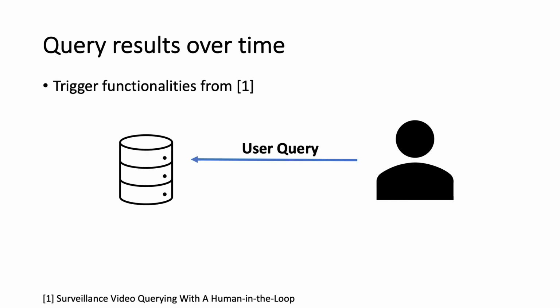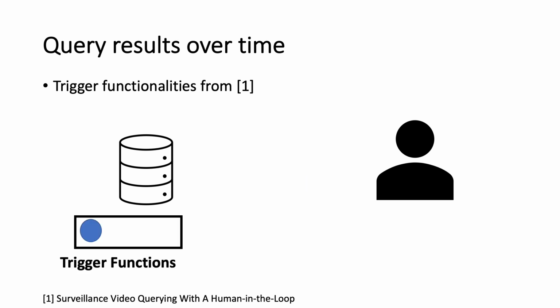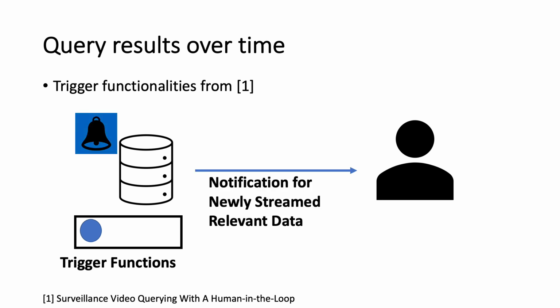We have used the trigger functionalities shown in the Hilda paper in our Postgres insertions. When an initial query is posed, our current dataset may not have the desired result of the user. But we return the existing single modality result to the user. Then, when any relevant data from another modality streams into Find Them, we immediately trigger it and send the data to the user with notifications. This allows us to complete the user's need over time.